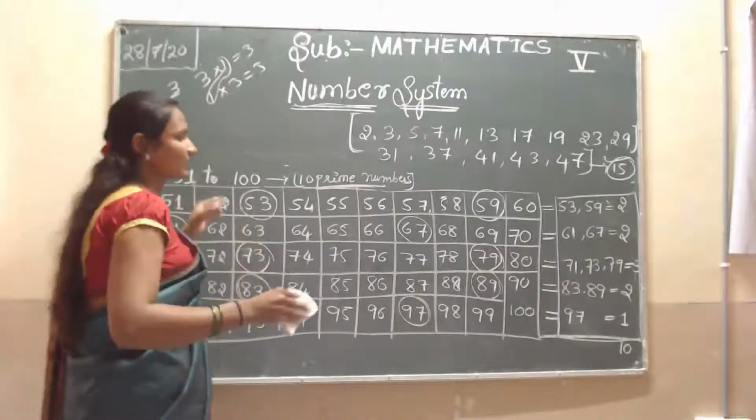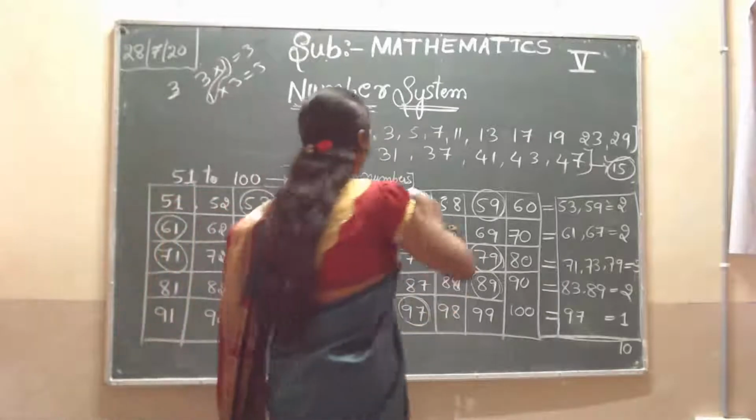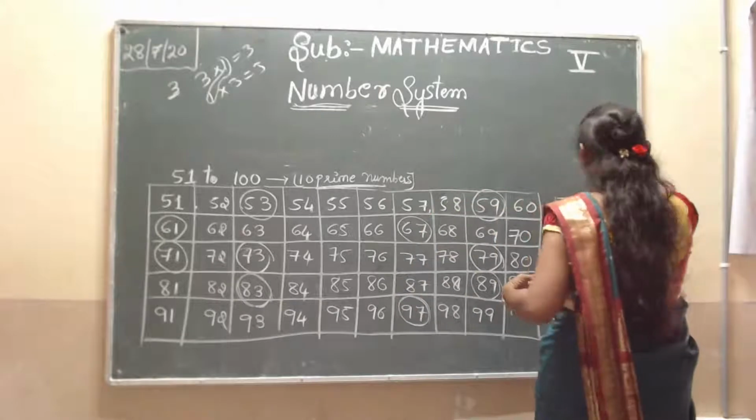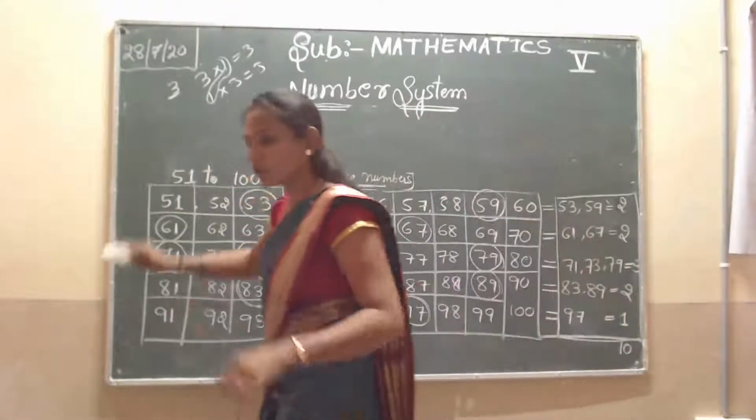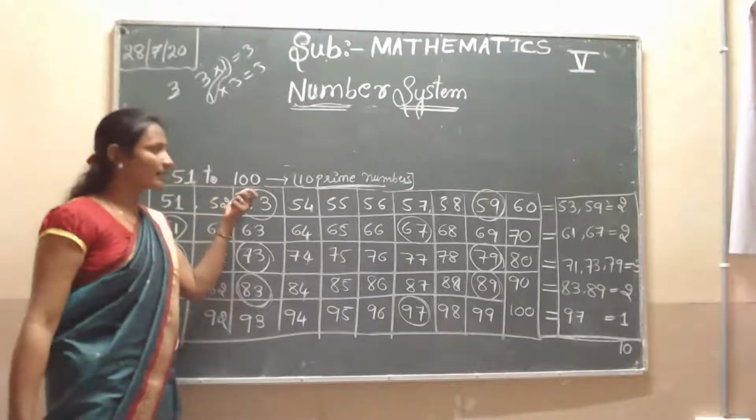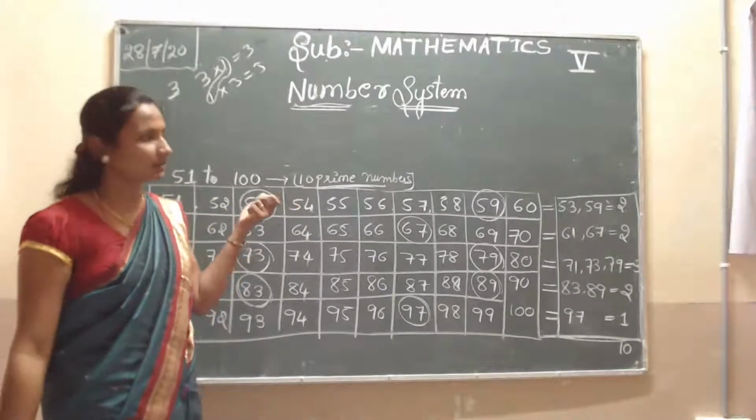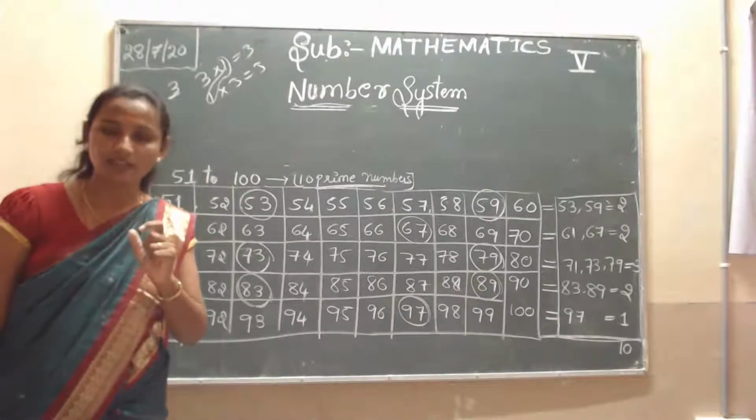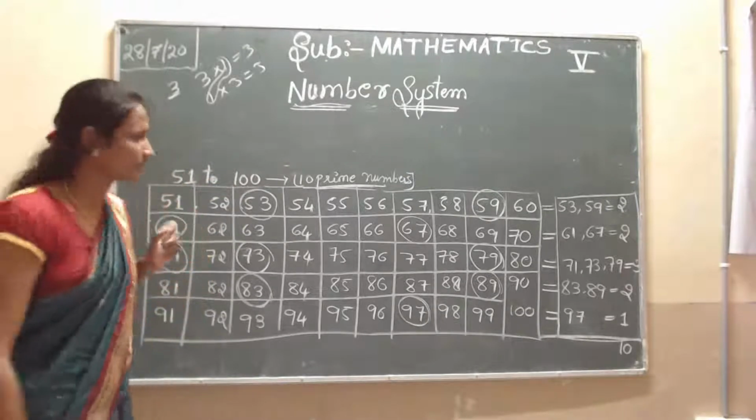Students, don't forget: between 1 and 50, the total number of prime numbers is 15. Between 51 and 100, there are 10 prime numbers. So in total, between 1 and 100, there are 25 prime numbers.